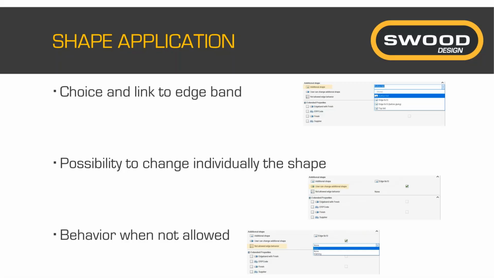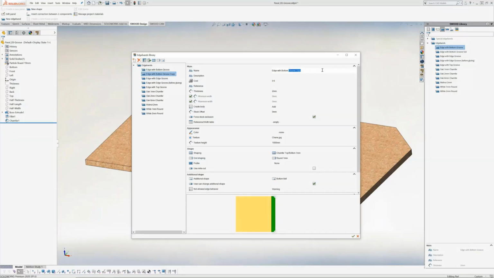And now let's have a look how we will be able to create that in our library. So of course, we'll first link our edge band, add in our edge band a new shape, and we'll have different options to be able to change the shape after insertion, and also what will be the behavior of the feature when the shape chosen is not allowed on an edge.